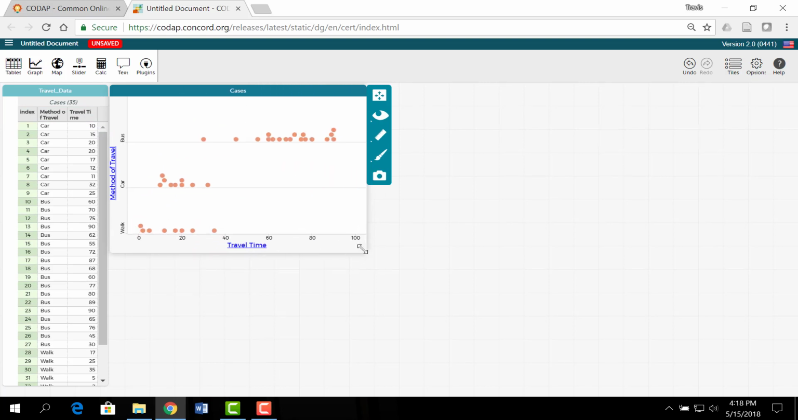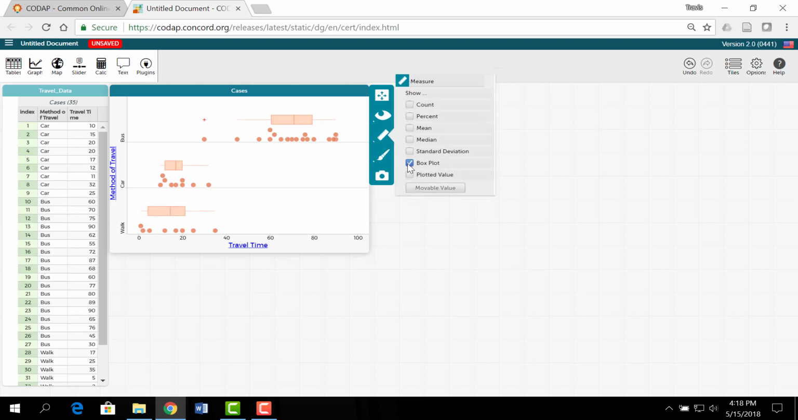What we're looking at right here is that we've taken our sample of 35 and we're looking at them as three distinct samples. One population is the walkers, another is the car drivers, and another is the bus riders. What we're comparing between each of these populations is the travel time it takes them to get to school. Let's add some visuals here that'll help us. I think the box plot is probably one of the better ones, and let's also look at the mean of each of these.